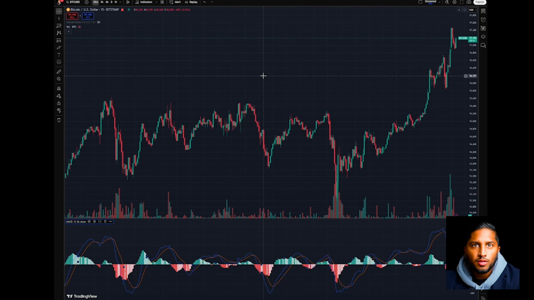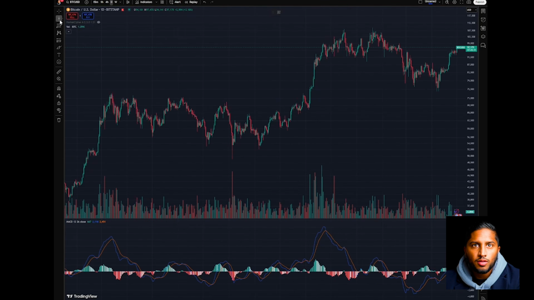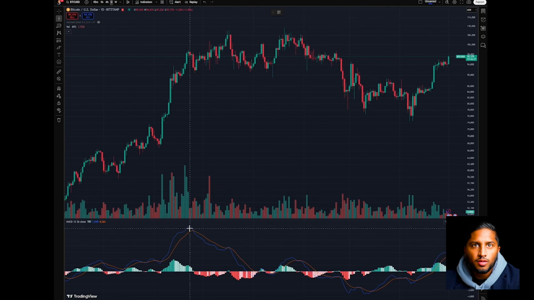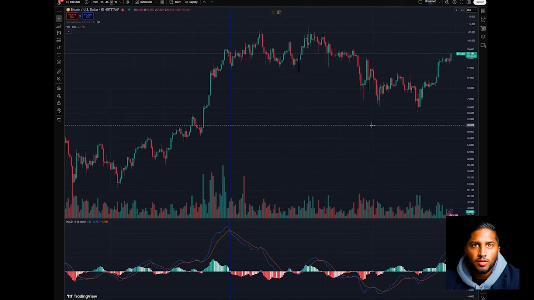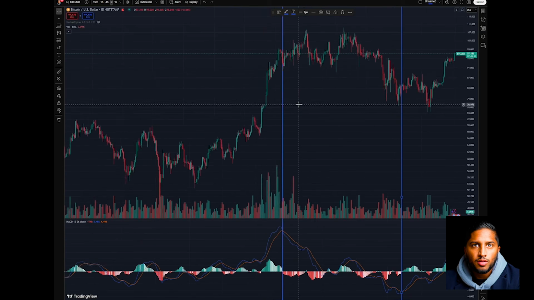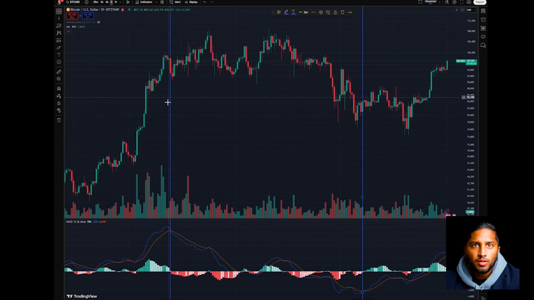Right now we're on BTC on the daily chart. Let's go ahead and click this daily chart. Let's first just click this vertical line. Let's find some areas where they cross like this. So I'm gonna put a vertical line there. Let's look for another one. Let's do this one right here. Okay. So here we see the MACD and the signal line crossing.